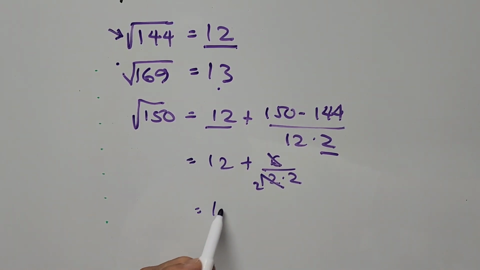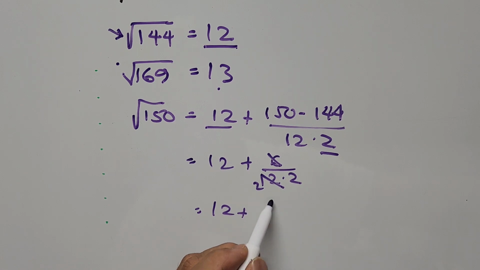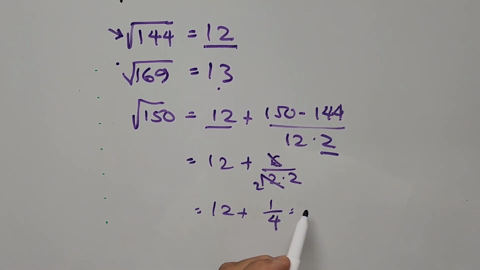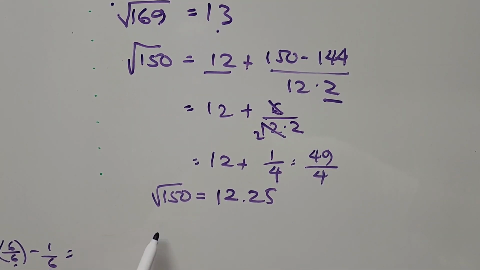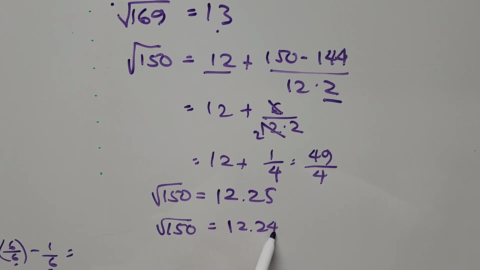So we ended up with 12 plus 2 times 2 is 4. So that'll be 1 over 4. And simplify this: 12 times 4 is 48, plus 1 is 49, divided by 4. So the square root of 150 is equal to 12.25. And if we get the exact value of the square root of 150 by using our calculator, we have 12.247448714. So this is the value from the calculator.